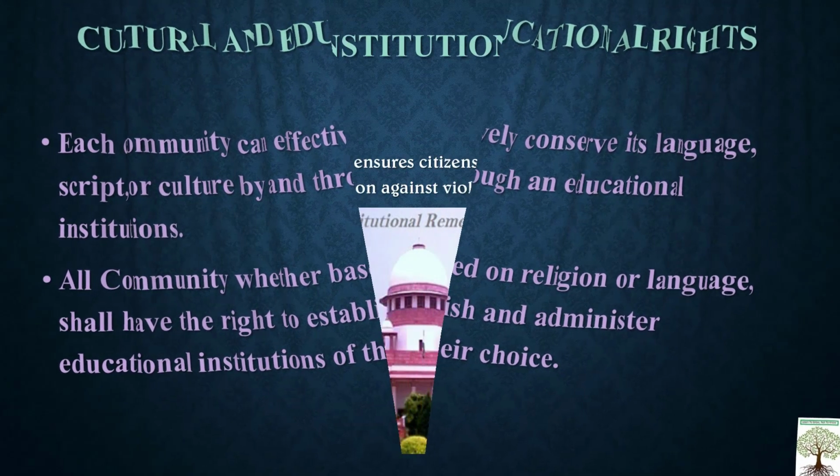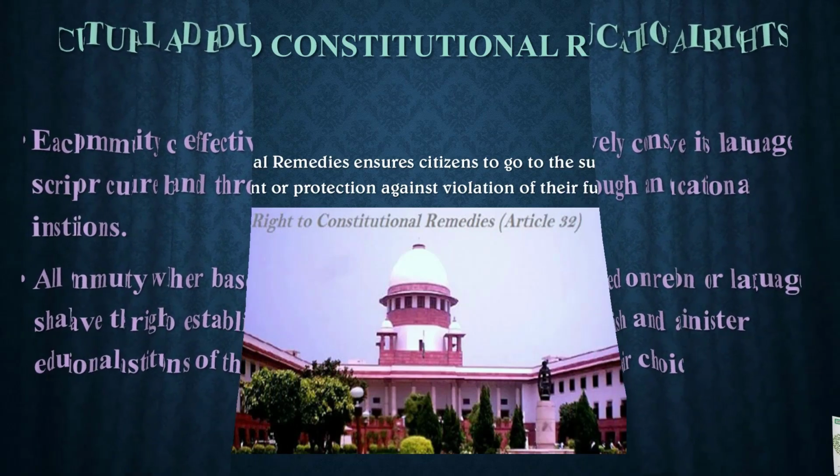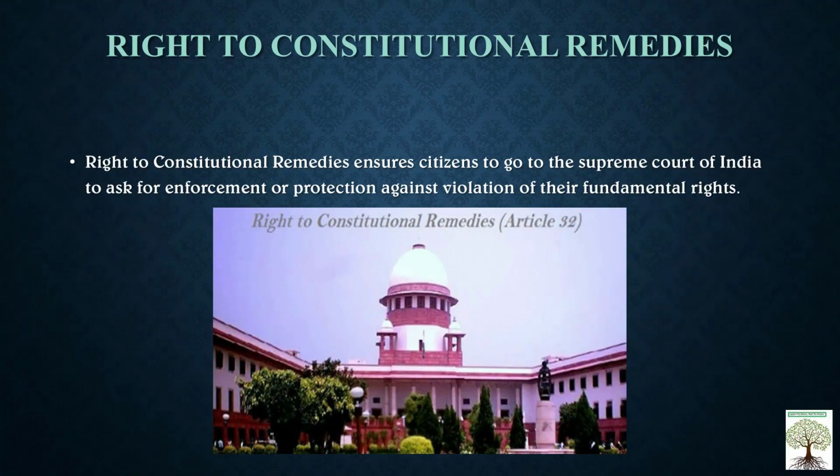Now the next right is the right to constitutional remedies. This right helps to protect all the other fundamental rights. It enables members of the society to go to the courts if any of the other fundamental rights are denied to them. So this is the right to constitutional remedies. It ensures citizens can go to the Supreme Court of India to ask for enforcement or protection against violation of their other 5 fundamental rights. This is the right of Indian citizens.